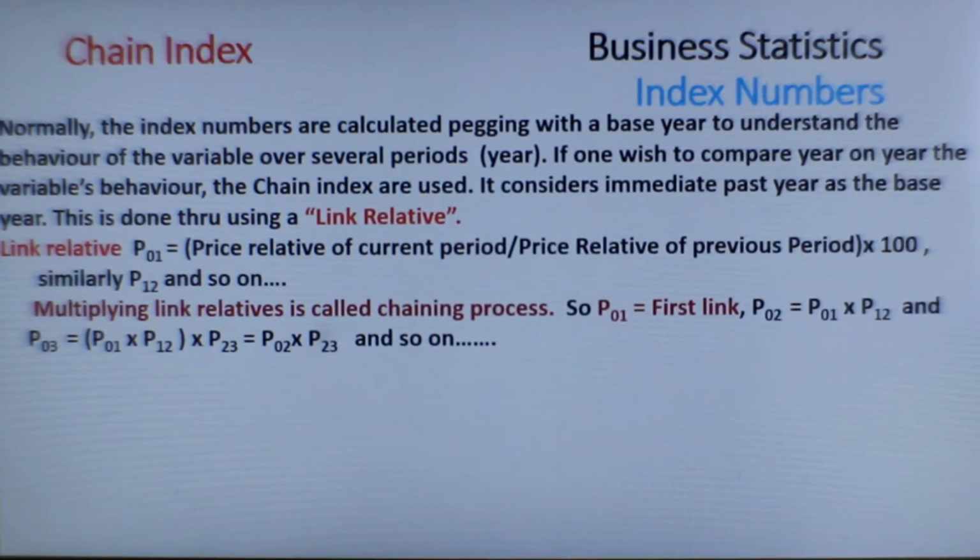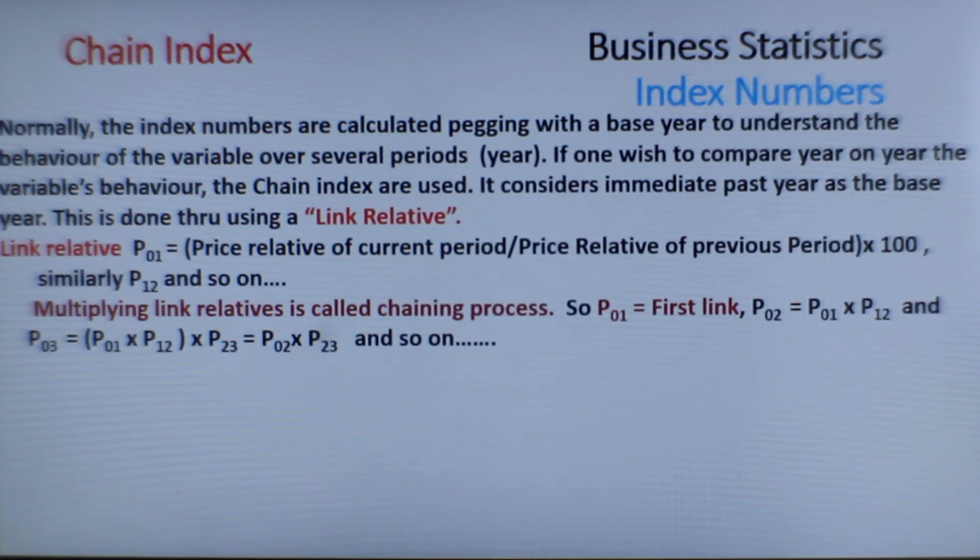Now let us understand chain index. Normally the index numbers are calculated pegging with the base year to understand the behavior of the variable over several periods, and that's what we have seen all this time. But if one wishes to compare year on year how the variables behave, chain index is more useful.